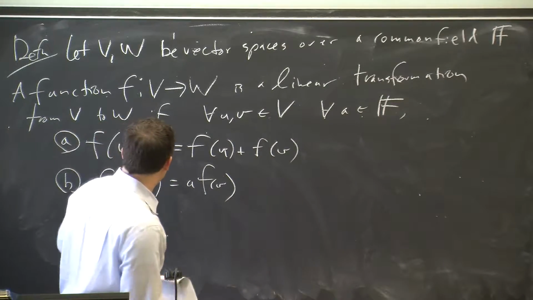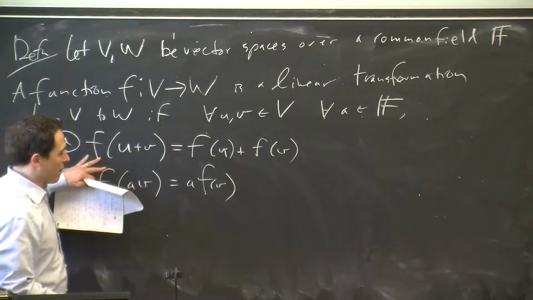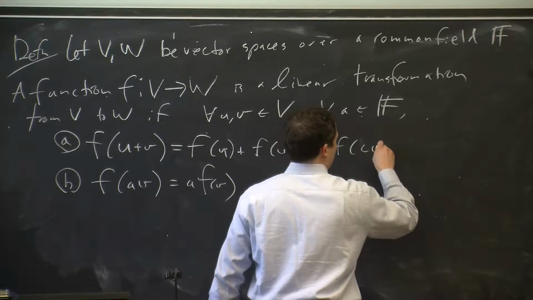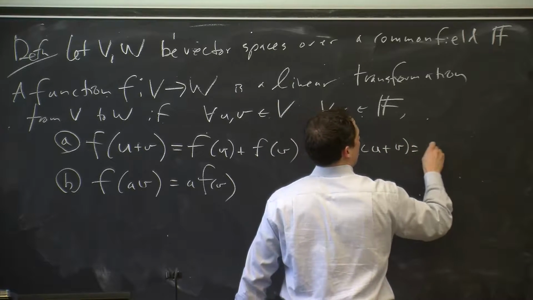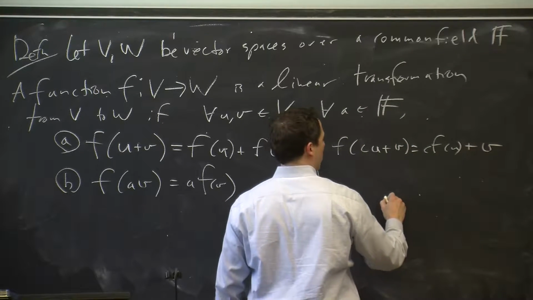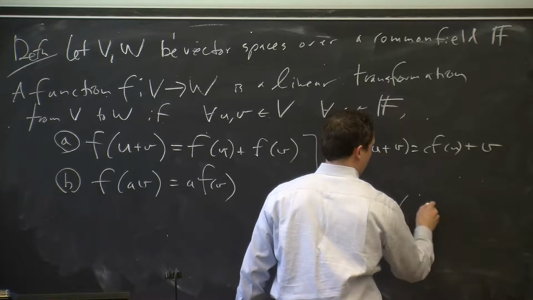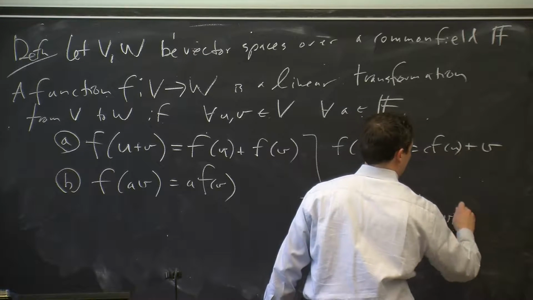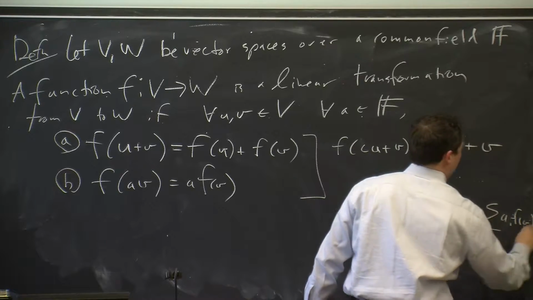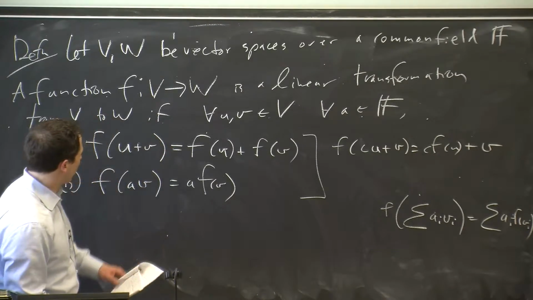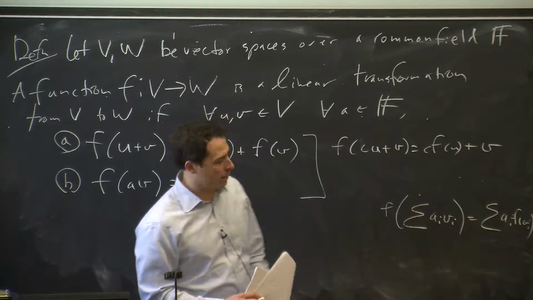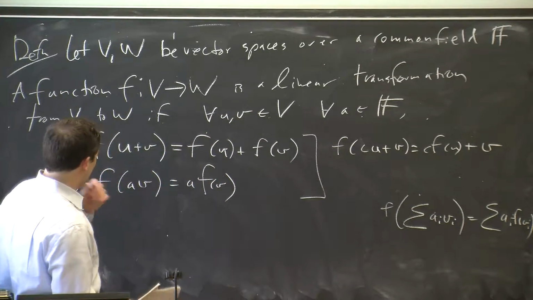And we had a couple of other equivalent characterizations to that. So instead of those two, I could have written f of cu plus v equals c f of u plus f of v. Or I could have written f of the sum of the a_i v_i equals the sum of the a_i f of v_i. I could erase it and instead write this condition, or I could erase that and instead write that condition. That would all give me the same definition.